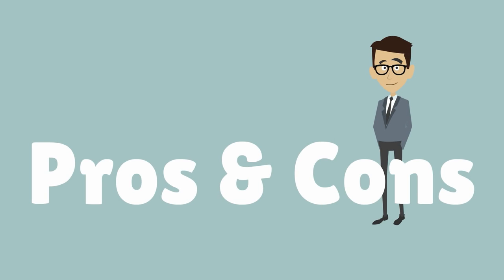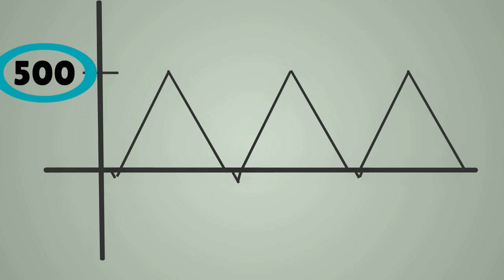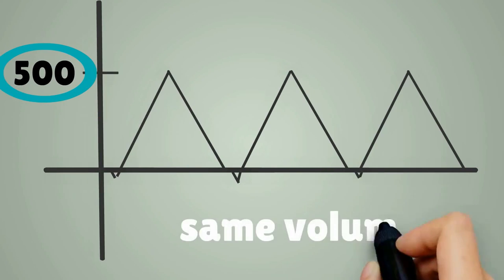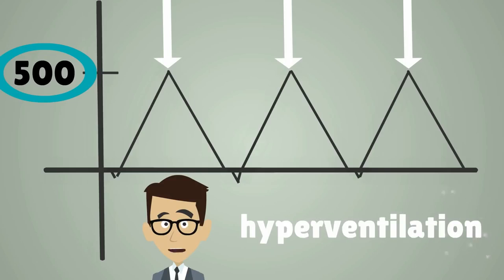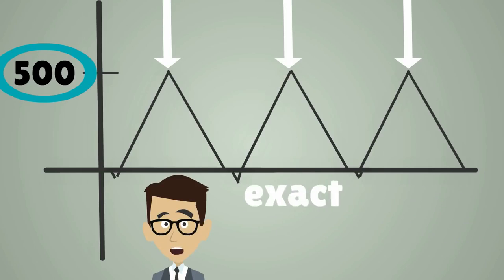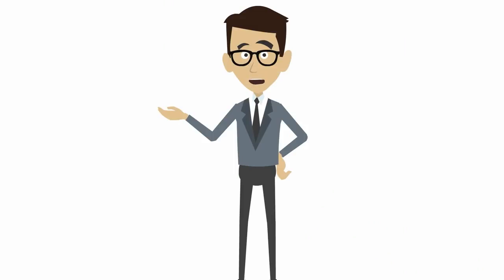But there are some drawbacks too. For example, what if the patient wants a smaller volume? Well, in AC mode, the patient cannot change the amounts of volume they receive. And this can lead to hyperventilation and can be really uncomfortable, especially when the patient doesn't want the exact fixed controlled volume. So what should you do?